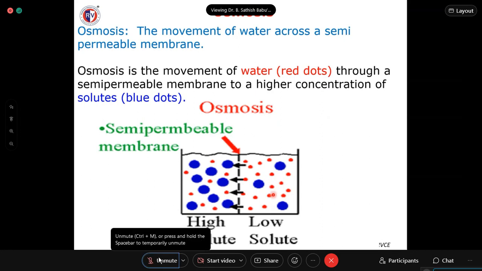Here is low solute concentration and here is high solute concentration. These blue dots are solutes, and the red dots are water, that is the solvent. These two differently concentrated solutions are separated by a semi-permeable membrane. Naturally, there will be a movement of water molecules from the lower concentration side to the higher concentration side, and this process is called osmosis.